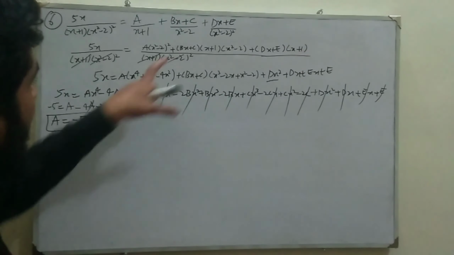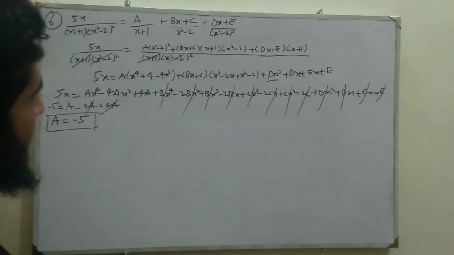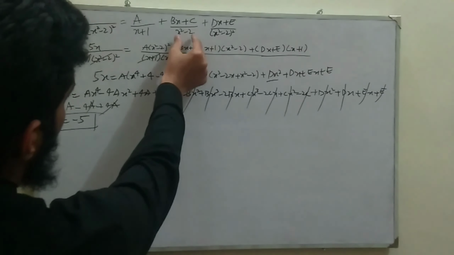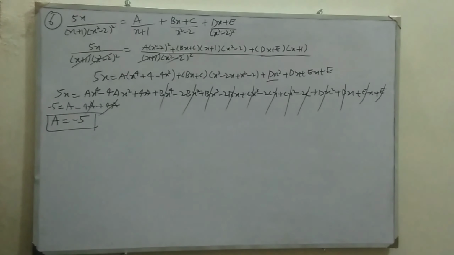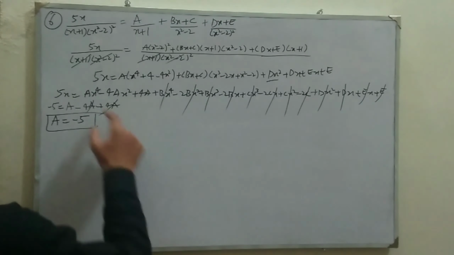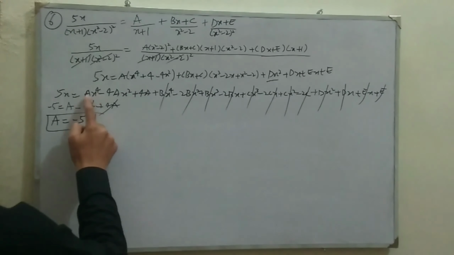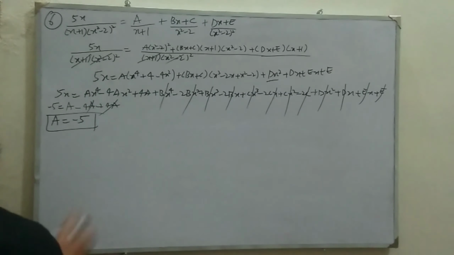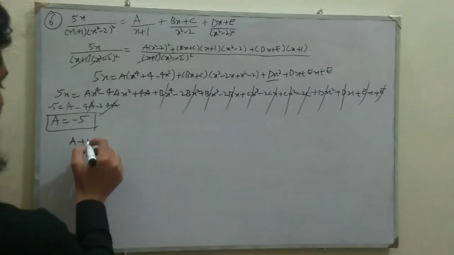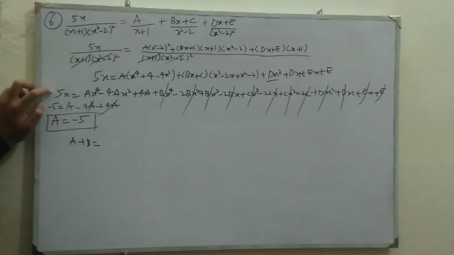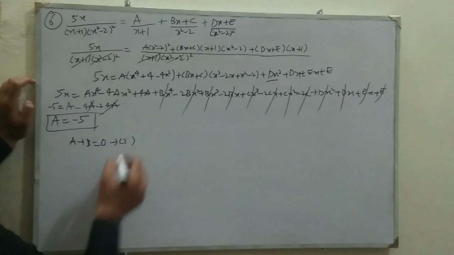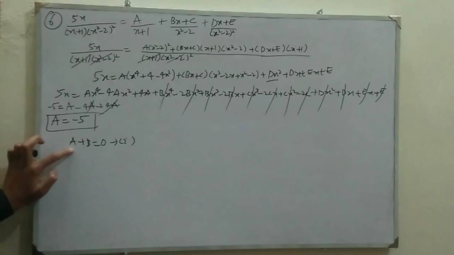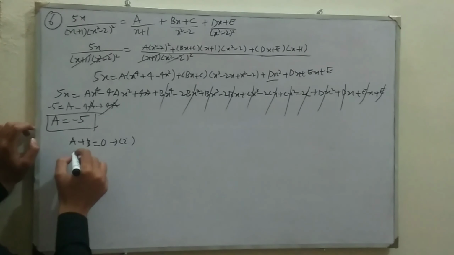Now here there is no linear factor, that's why we cannot put the value from x square minus 2 equal to 0. Now we are comparing the coefficient of x power 4 in this equation. The coefficient of x power 4 is A and B. So A plus B is equal to, on this side there is no coefficient of x raised to the power 4, that's why A plus B is equal to 0. Now put A equal to minus 5 in this equation, so the value of B will be equal to 5.